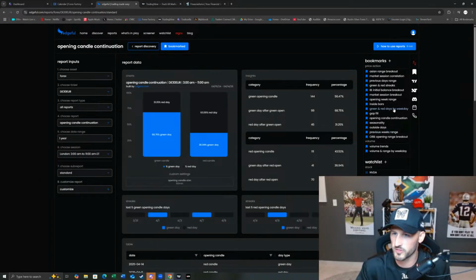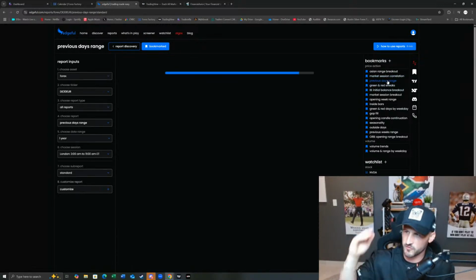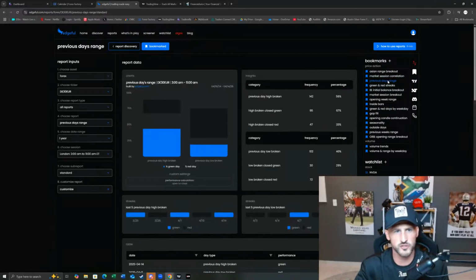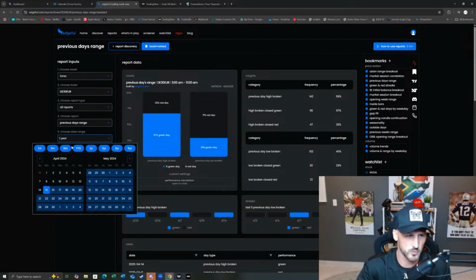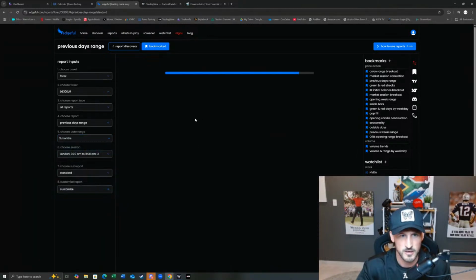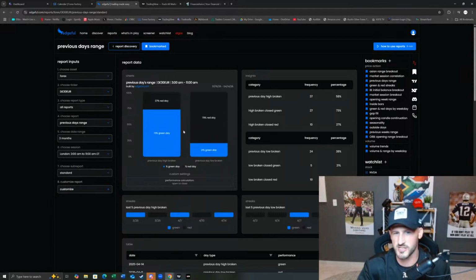But you couple this with the previous day's range report. And as I said, what this report measures is if we take out the previous day's highs, how often do we close bullish, and vice versa for the shorts. And we can actually see that it is 67% of the time in the last year. If we take out the highs, we will close as a bullish closing day. Now, in the last 3 months, that skyrockets to 73% and 79% for the longs and shorts.